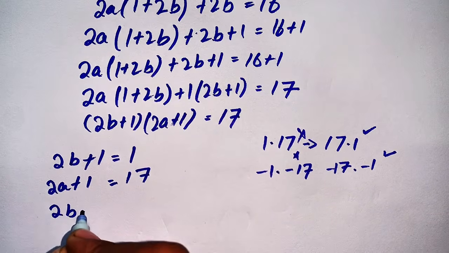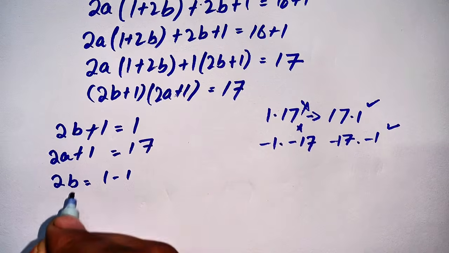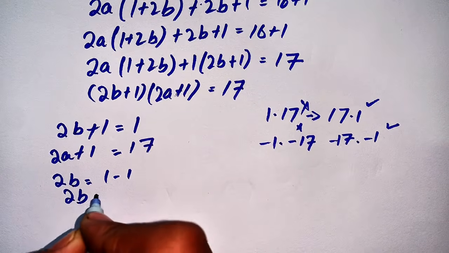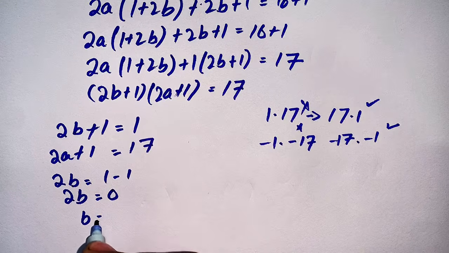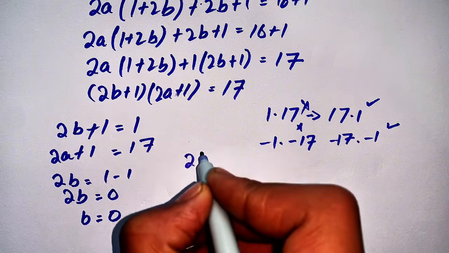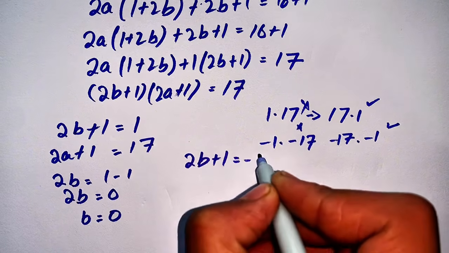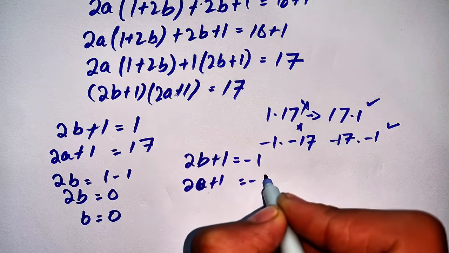2b is equal to 1 minus 1. 2b is equal to 0, and b is equal to 0. This will be 2b plus 1 is equal to minus 1, 2a plus 1 is equal to minus 17.